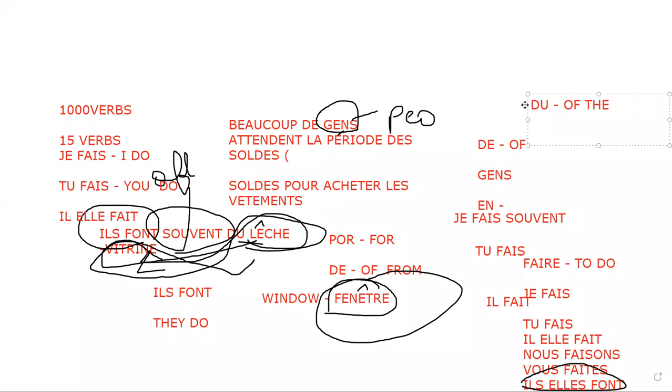Because sometimes it happens that we have to apply a preposition, which is a must in French. We have to apply prepositions in French. Because, you know, the moment you make a sentence in French, you have to add a preposition. And I always say du lèche vitrine. Is it clear? Because we have to add a preposition.